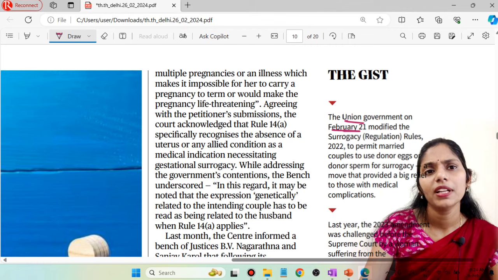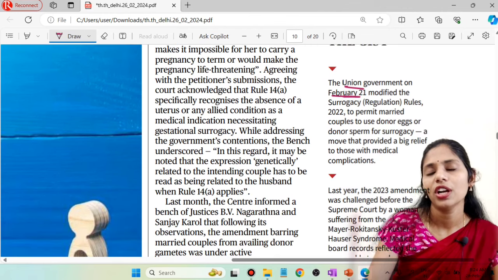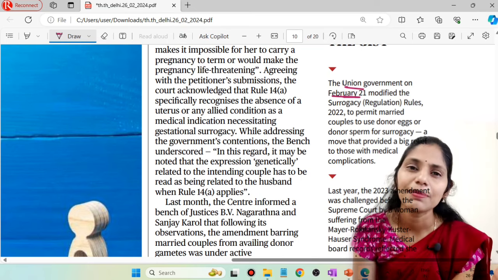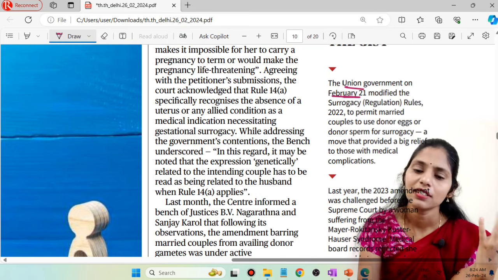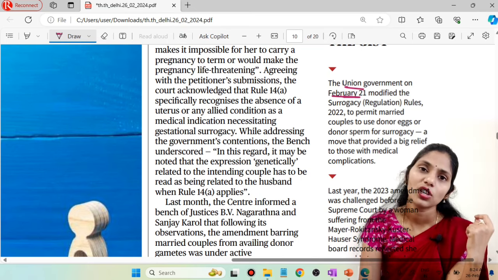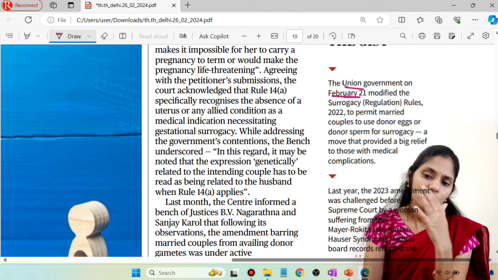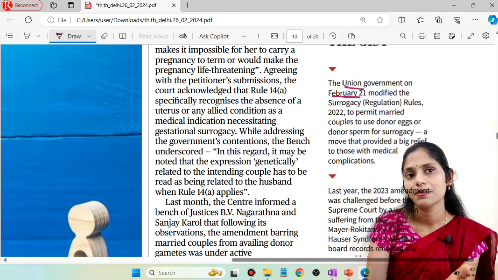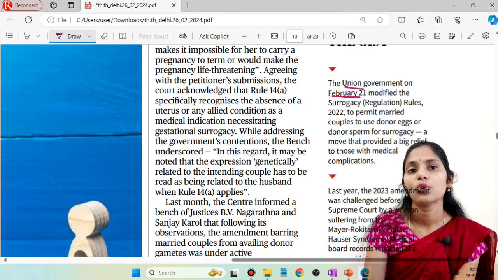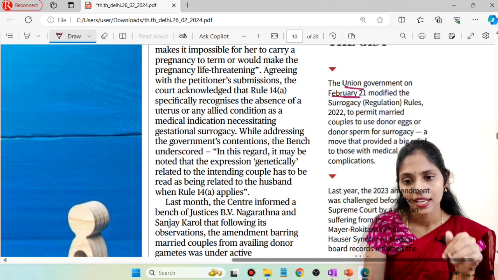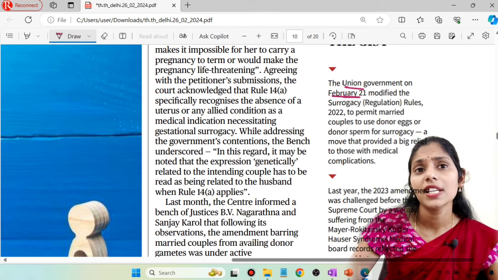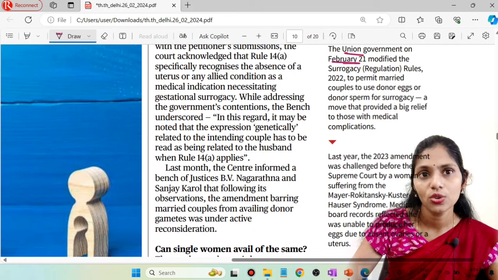If men and women are not able to conceive or reproduce, they go to fertility centers and undergo treatments like IUI, IVF, etc. There they collect human eggs as well as sperm. If they have medical complications and can't use their own eggs and sperm, they go for donor sperm as well as eggs. So the Union government said that you can use donor eggs or donor sperm.